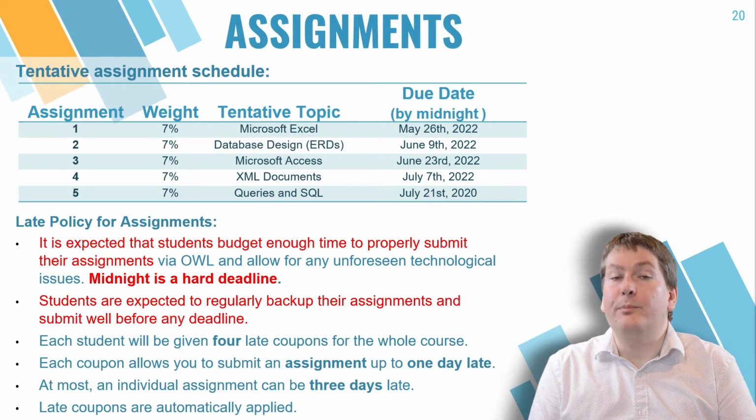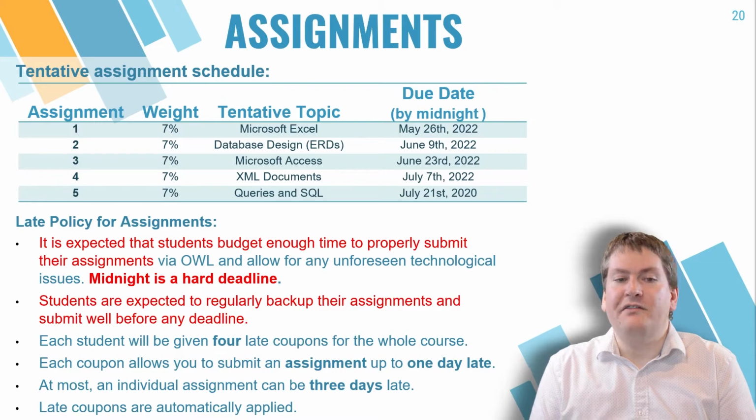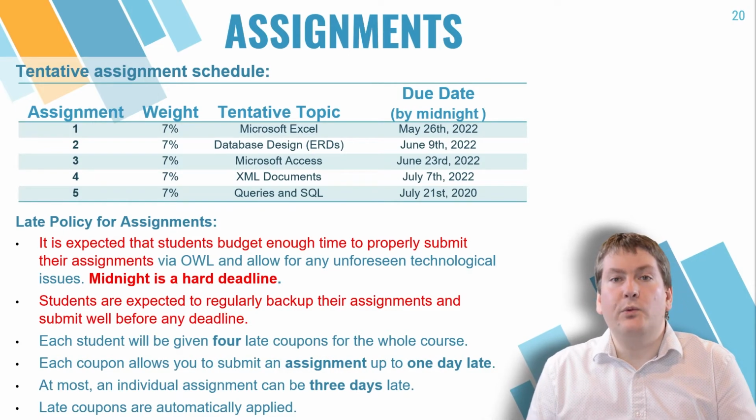So let's talk a little bit about assignments. Shown on the screen right now is the tentative assignment schedule. These due dates could change a little bit, and if they do, there will be an announcement of it. But right now, this is what we're planning. So once again, there's 5 assignments. Each one of them is going to be worth 7%, adding up to that 35%. The first one's going to be on Microsoft Excel, then database design, then Microsoft Access, XML documents, and then queries in SQL. The due date is always going to be by midnight on these days.